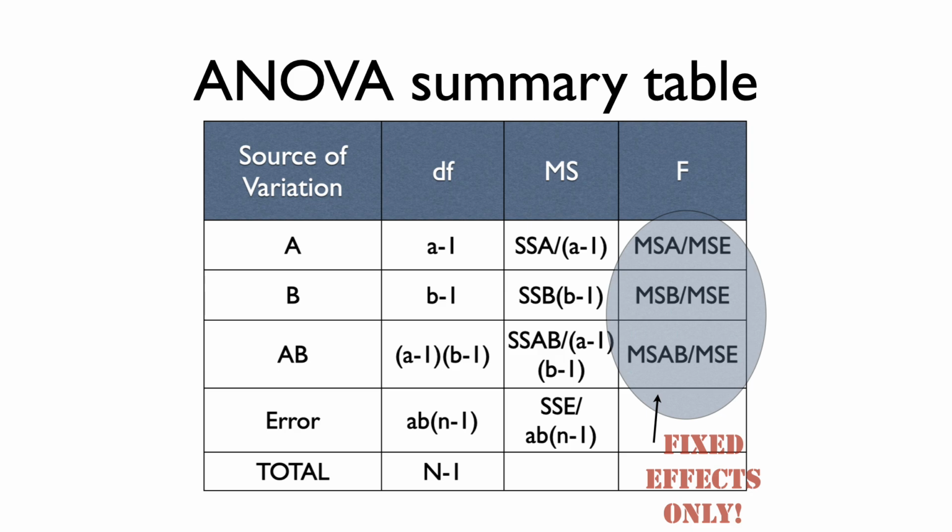Yes, Jay? Okay, so for the F on that one, if it's the fixed effects only, you only do those calculations. But if it's not the fixed effects, it's going to be different. It'd be different. So if it was random effects, you'd be dividing mean squared A by mean squared AB, mean squared B by mean squared AB, and mean squared AB by mean squared A. Yeah, so you just take a look at those expected values that are on the slide, and it should tell you what to divide by what.